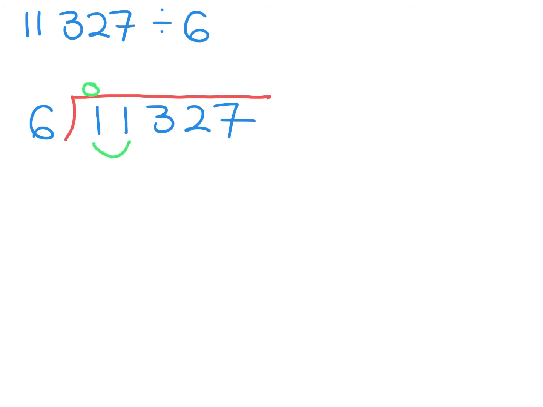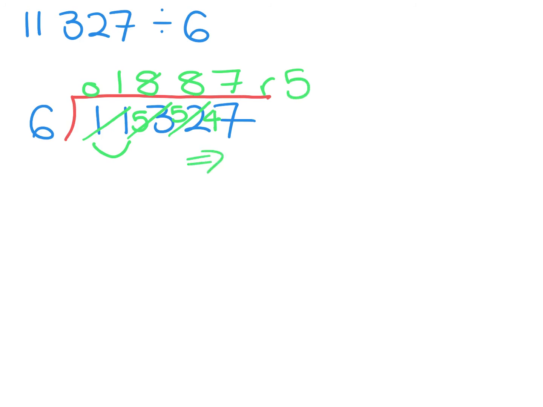But I'm breaking it down. 6 doesn't go into 1, so I'm joining it together. 6 goes into 11 once with 5 remainder. So I put that there, crossing out my 11 because I'm done with it. How many times does 6 go into 53? Well, I know it goes in 8 times because 6 eights are 48. I've got 5 remainder. 6 goes into 52, 8 times. I've got 4 remainder. 6 goes into 47, 7 times, with the remainder of 5.